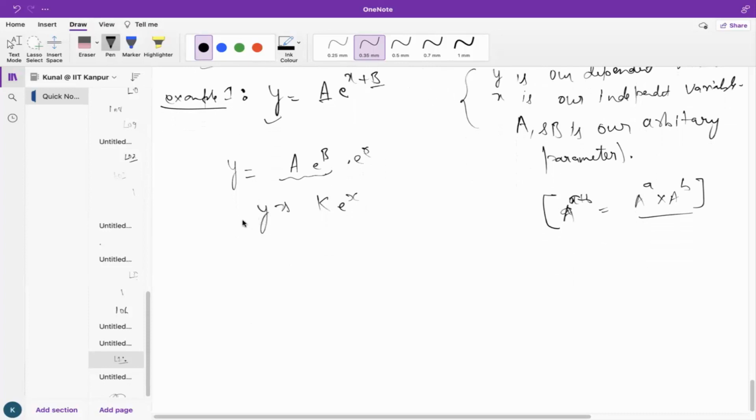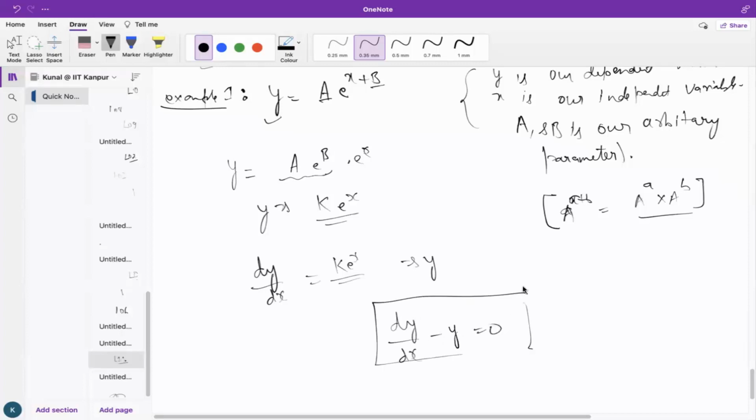Now what I have to do in the second step is just differentiate. So dy by dx is equal to, what is the differentiation of this? It is k e to the power x as well. Nothing changes. And this term we can write as y. So our differential equation is dy by dx minus y is equal to 0. I hope this was clear to you.